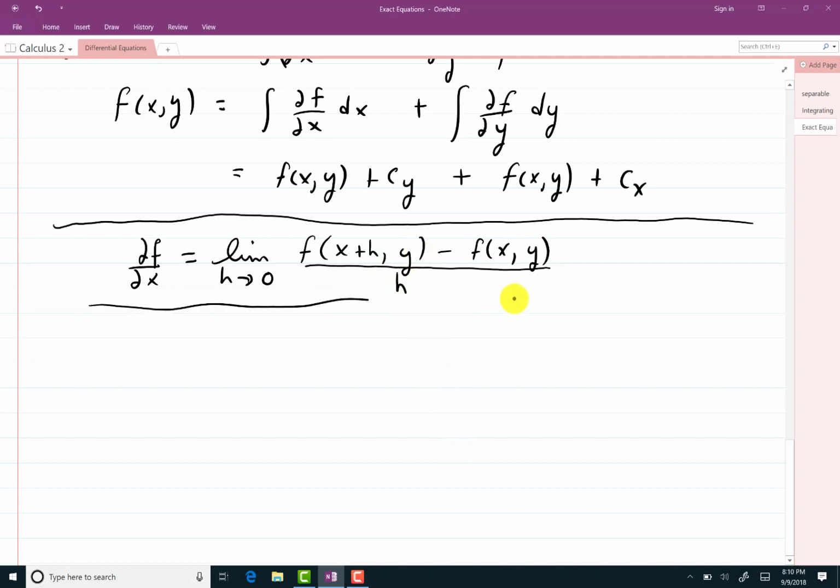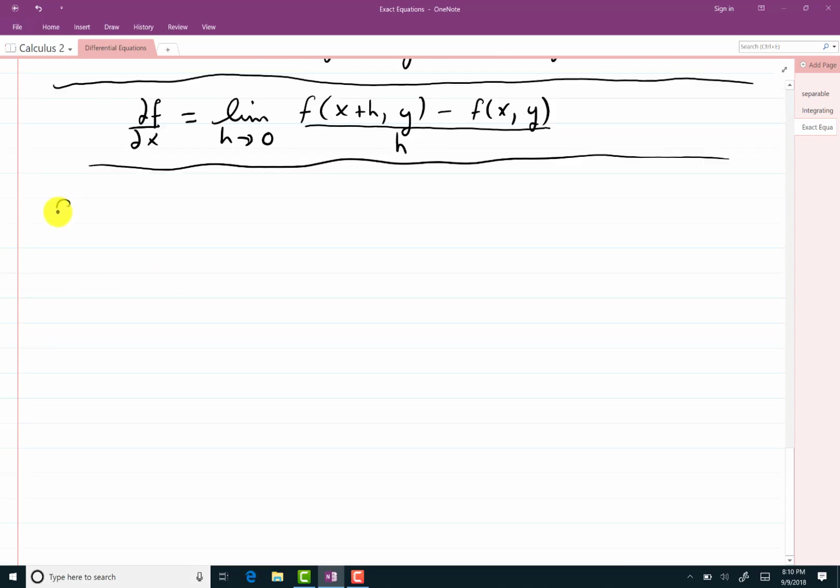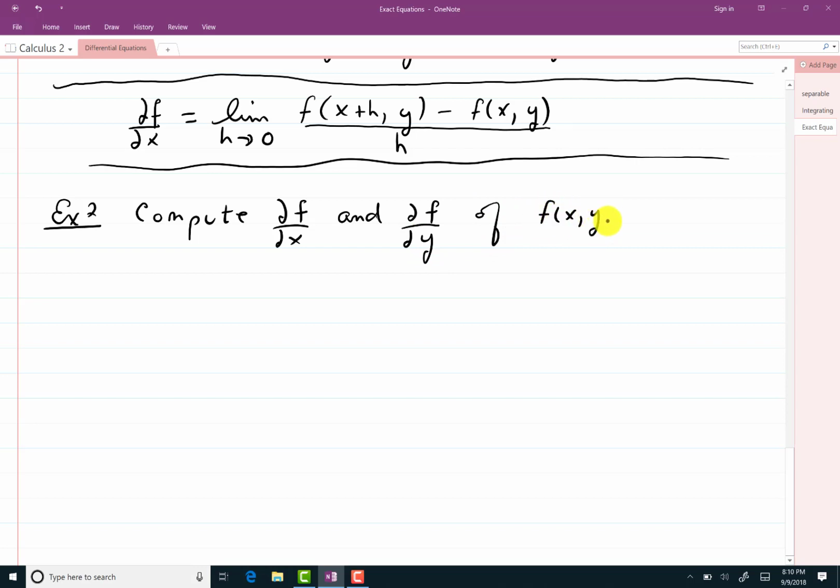Well, let's get into some examples to see how this stuff all works. Find the partial derivatives. So I want to do the partial of f with respect to x and the partial of f with respect to y of f of x comma y equals x squared y cubed.